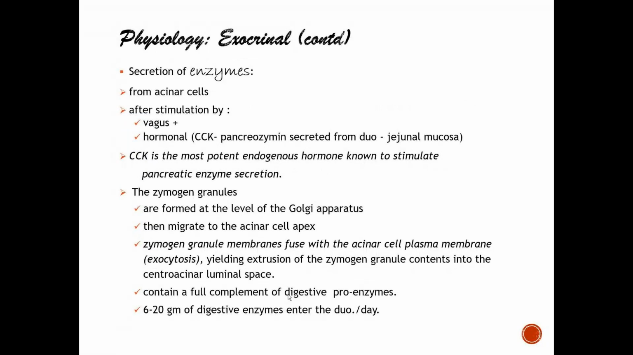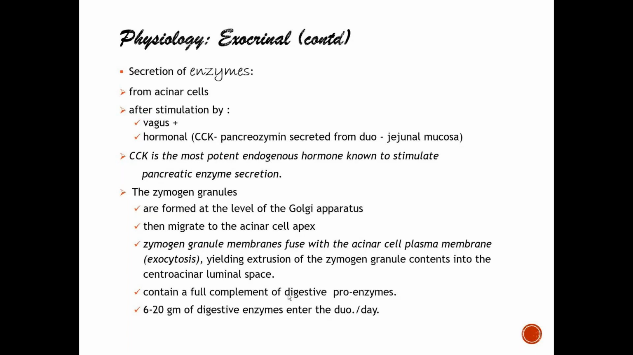So these were coming from where? The water and electrolytes from the centroacinar cell, that means at the starting point of the ducts, and the intercalated ducts. So these were the parts from where the primary secretion of water and electrolytes occurs. Now, where does the primary secretion of enzyme occur from?